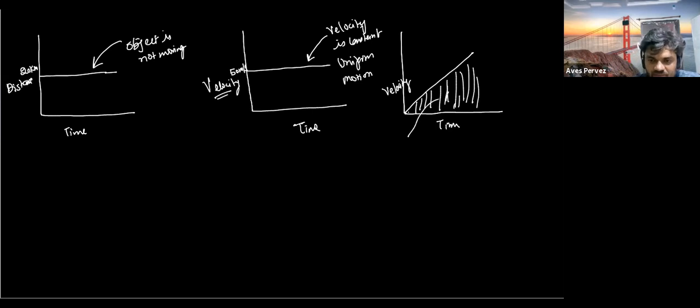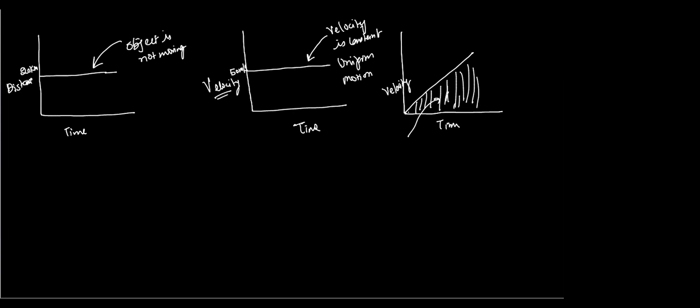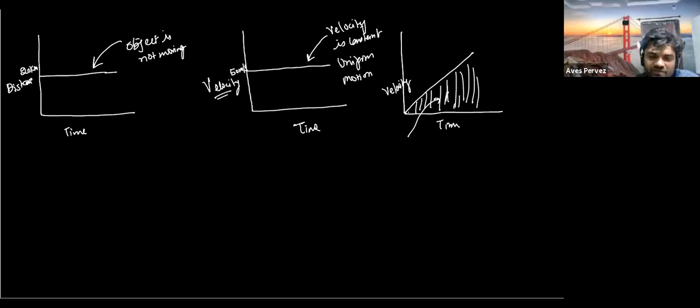And if you have a graph like this, the area under the VT graph gives us, sir, displacement. Yes, it will give you the displacement. How can we calculate this? Just keep in mind this is a trick, that how can you remember what the area is going to give us.